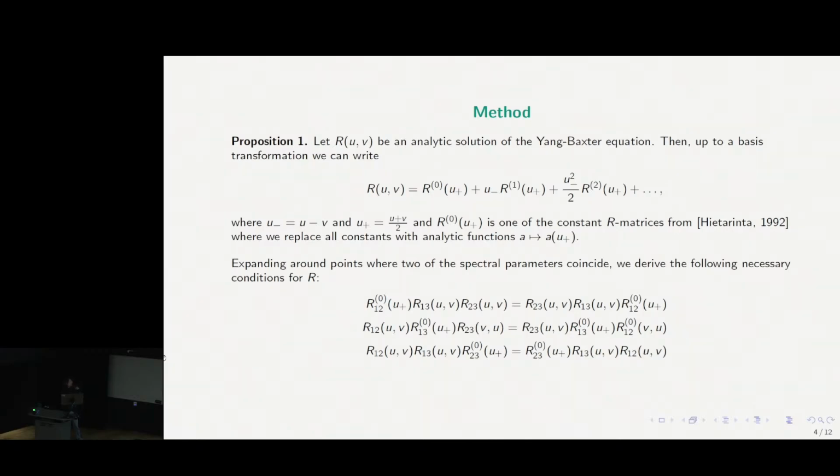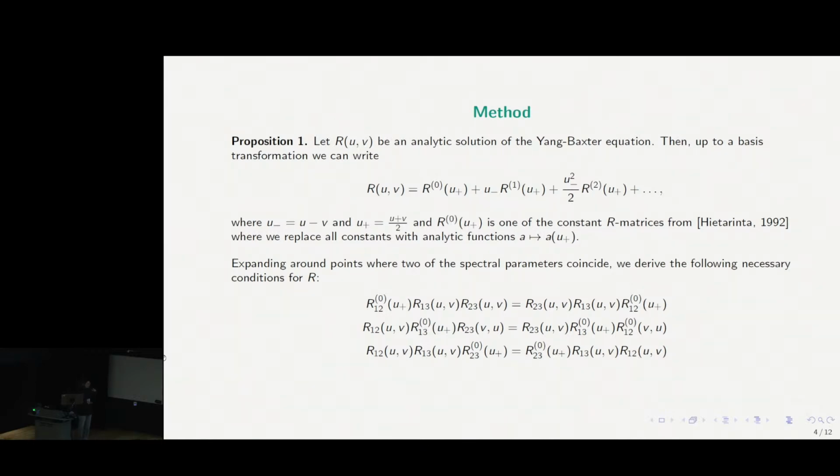And then instead of solving the whole Yang-Baxter equation, you just solve this set of necessary conditions, which you get by setting two of your spectral parameters to be equal, or setting u minus v to be 0. Of course, if you solve this, you'll have to check in the end that the Yang-Baxter equation is actually satisfied. But so you take your expansion, you plug it into your conditions, and you solve order by order. This is more or less what we did.